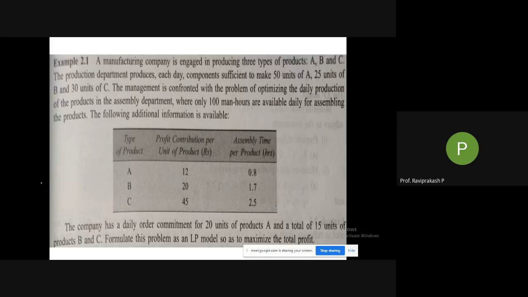The production department produces, comma, each day, comma, components sufficient to make 50 units of A, comma, 25 units of B, and 30 units of C. Full stop.